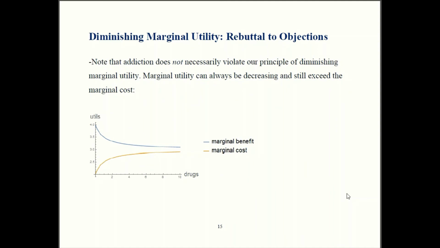So let's pause here, and we'll continue with the next episode, where we'll look at some possible objections to diminishing marginal utility.